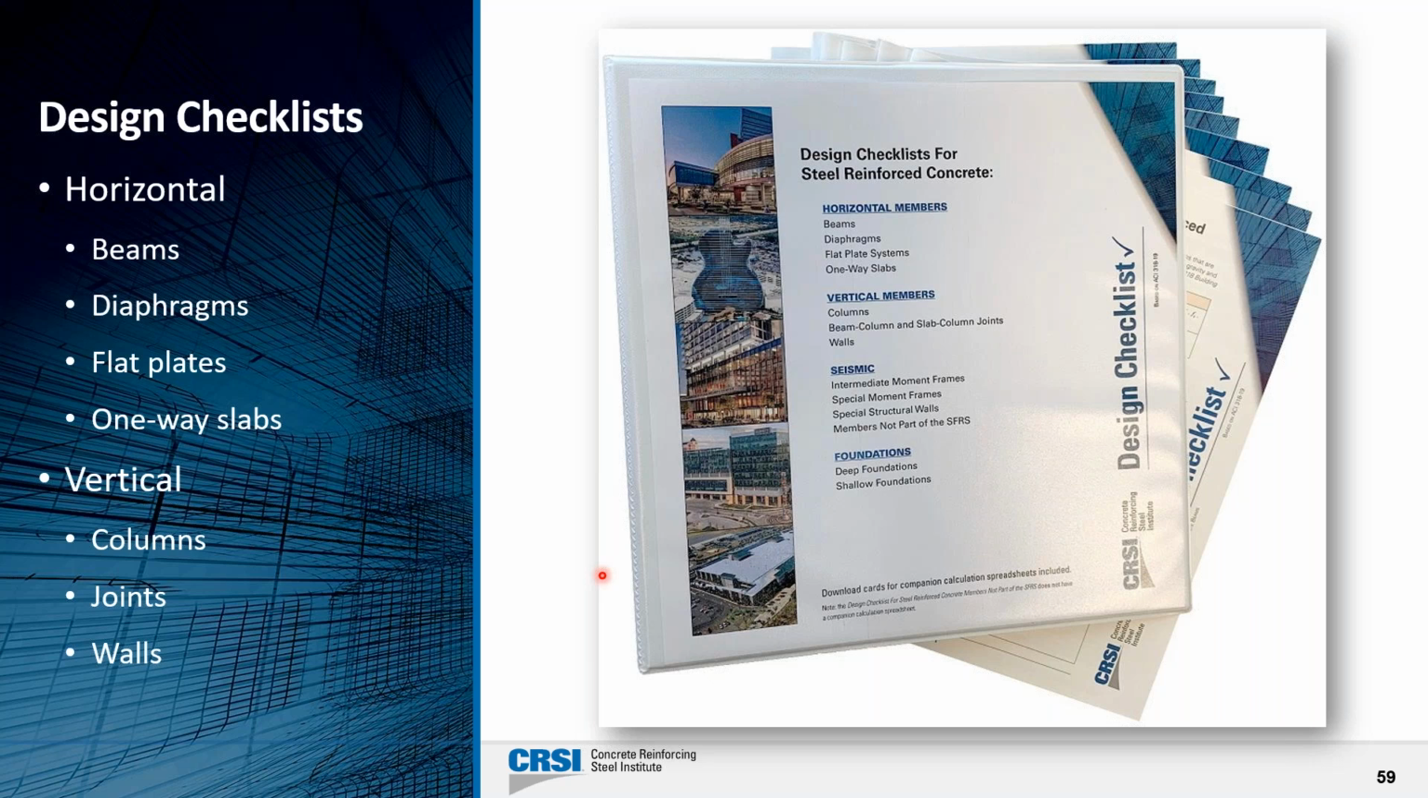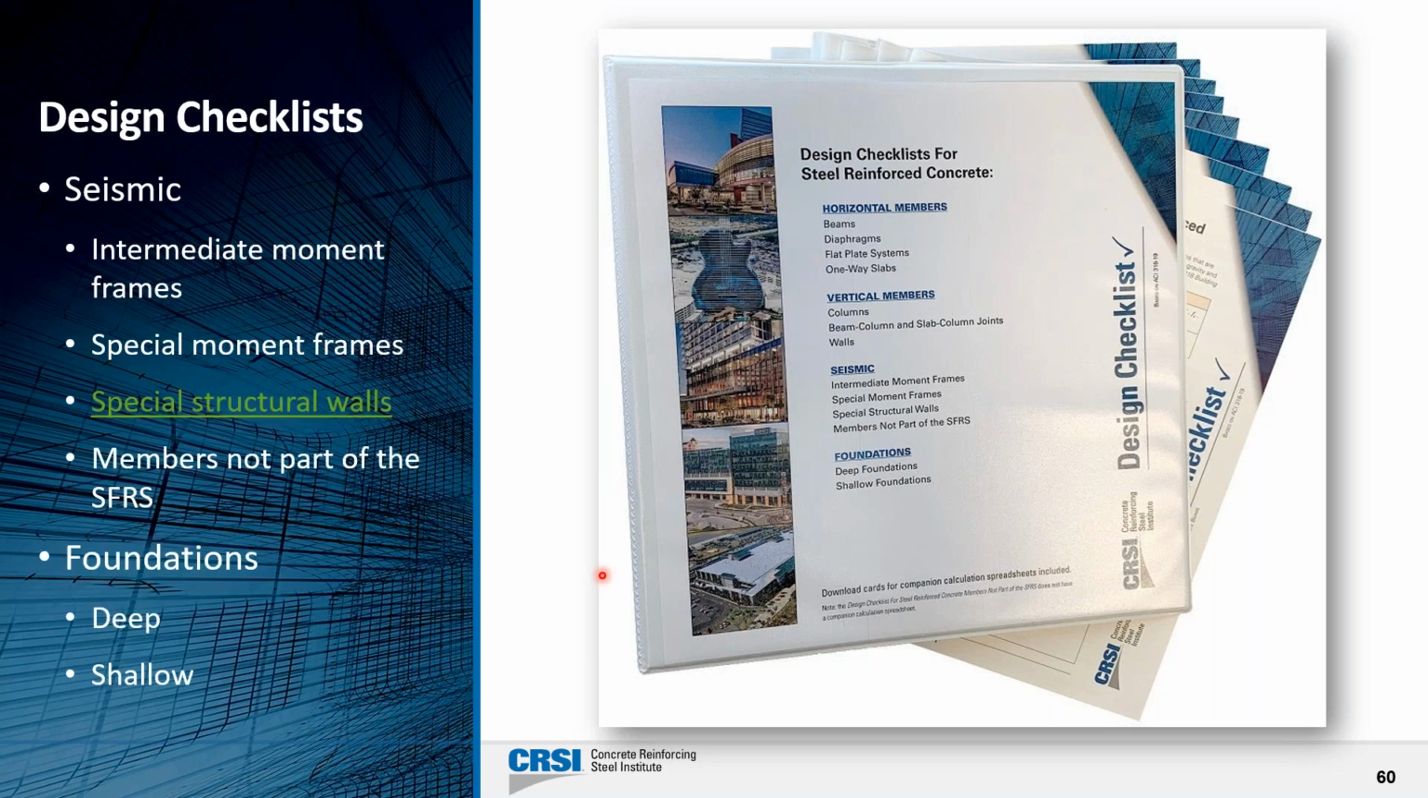frustration was trying to find something quickly in ACI 318 and I always worried I was going to forget something very important. So these checklists eliminate that, at least in my mind, eliminate all of those doubts about missing something important or just not finding it very quickly. So we have it for beams, diaphragms, flat plates, one-way slabs, columns, joints, walls. All of your seismic systems are there. I'm going to show you what the special structural wall checklist looks like. We also have them for foundations.